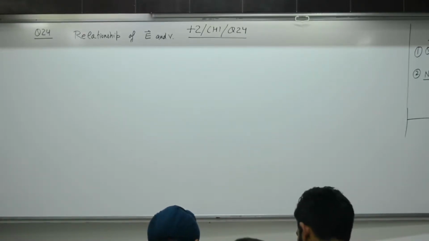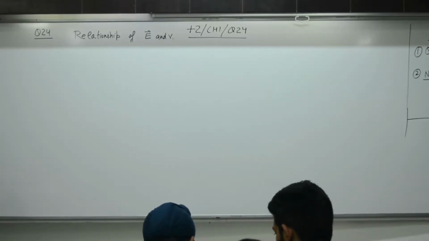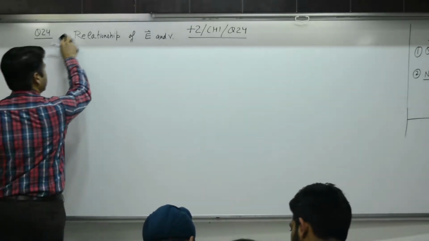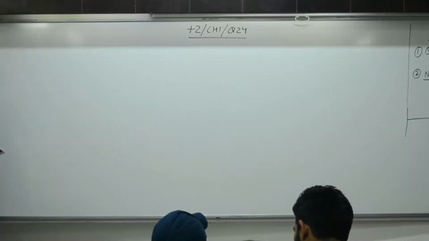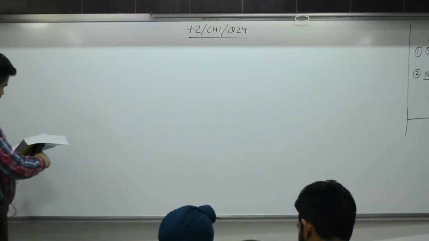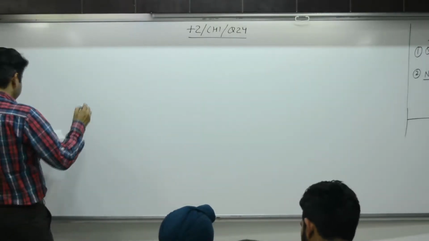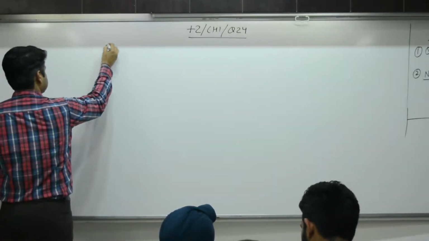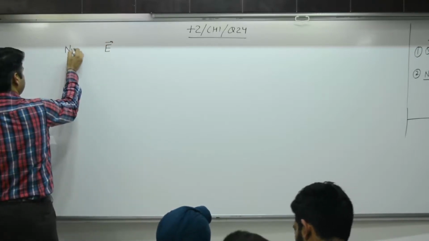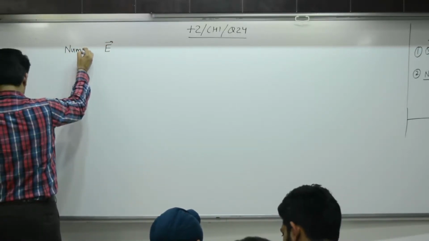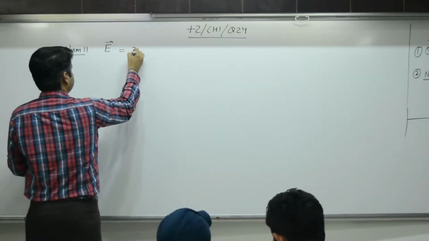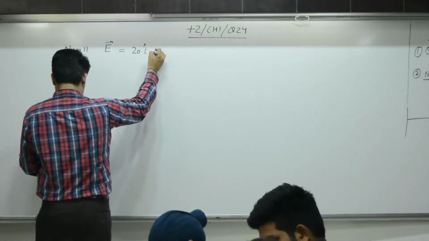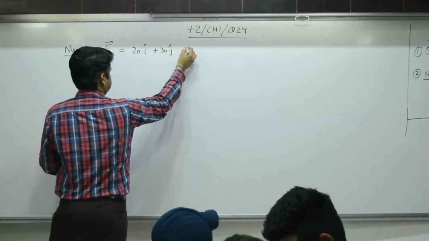An electric field E is equal to 20I plus 30J Newton per Coulomb exists in space. If the potential at the origin is taken to be 0, find the potential at 2, 2. E is given, 20I plus 30J. Units Newton per Coulomb.